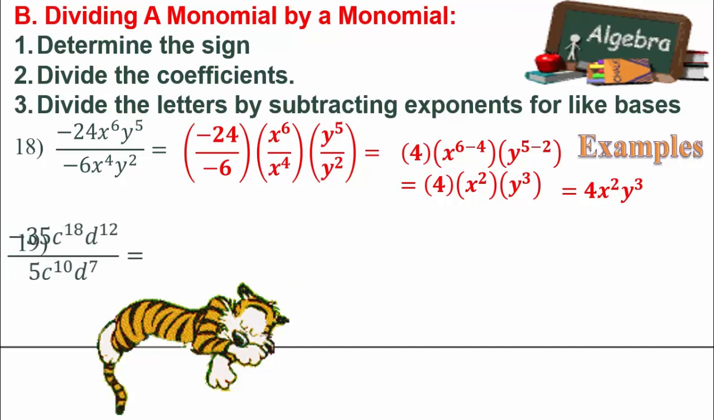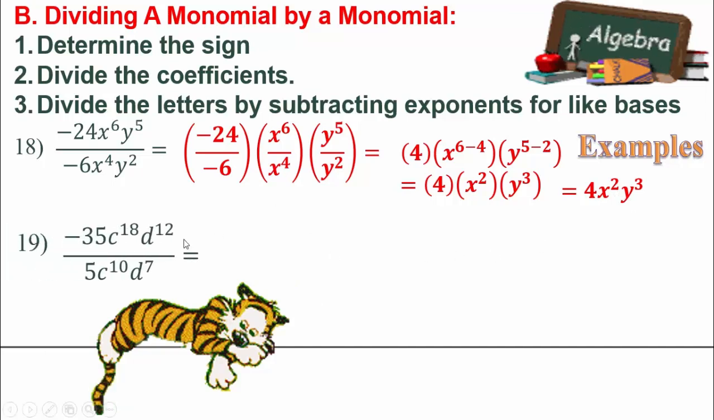In example number 19, we have negative 35 c to the 18th d to the 12th divided by 5 c to the 10th d to the 7th. So here, let's work this out on the whiteboard in detail first.